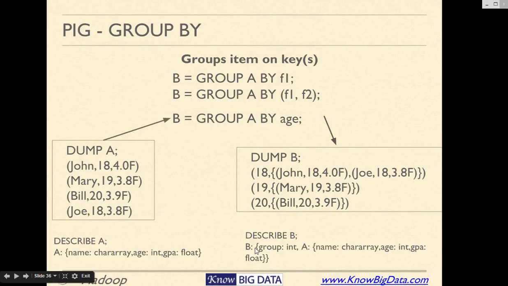In this example, when we do a describe B, we see that the first column group is of type integer, followed by A. It gives the name of the data set on which we were trying to group as the second column, which is a bag of tuples. Any doubts here? Do all of us understand group?